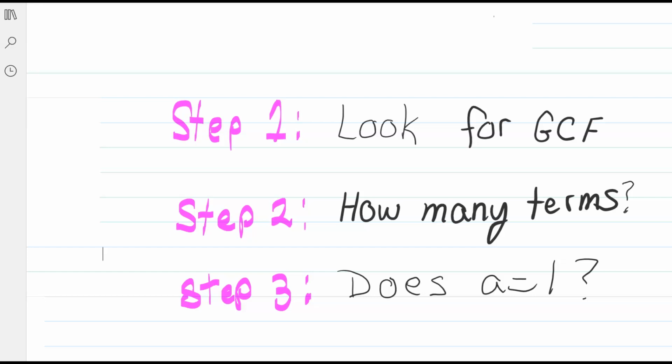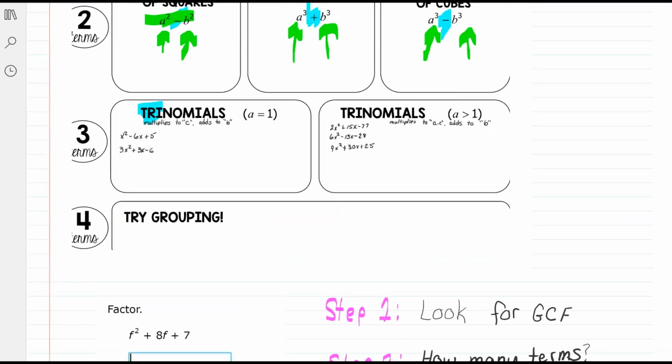I'm going to let you know right up front that none of these will have a GCF because we're going to focus on the ones that don't. Okay, first, how many terms are there? 2, 3, or 4? We're going to focus on the 3. So basically all of these answers will be the same. Step 3, does A equal 1? In assignment 9, A was 1. What does that mean? We look over here.